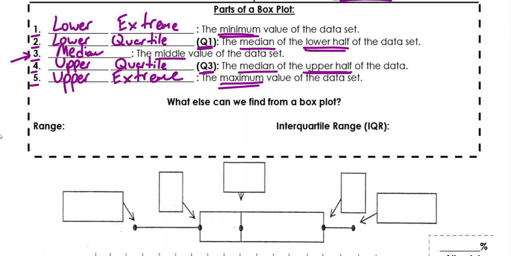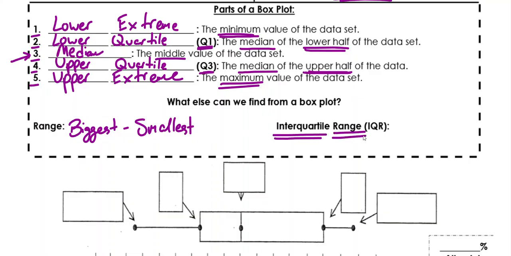The range, we already talked about this a little bit. That's the biggest minus the smallest. And then we have this new phrase, the interquartile range. That is Q3 minus Q1.